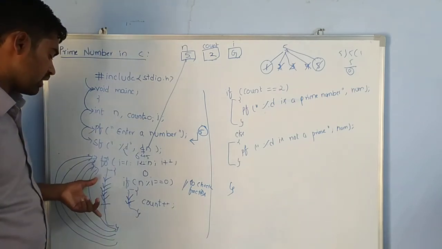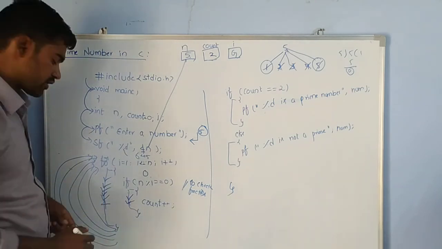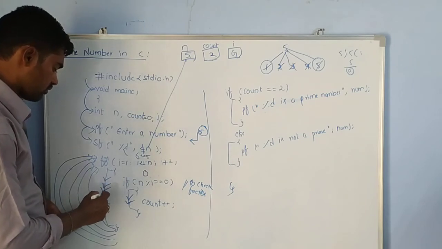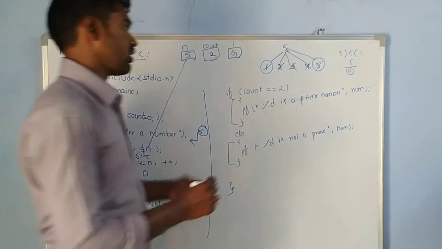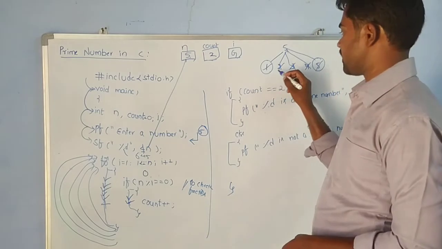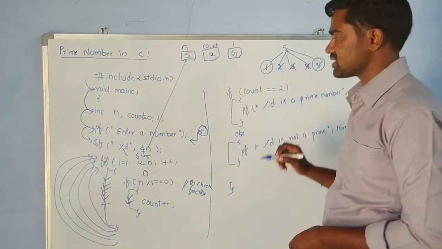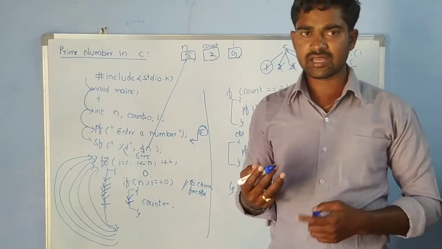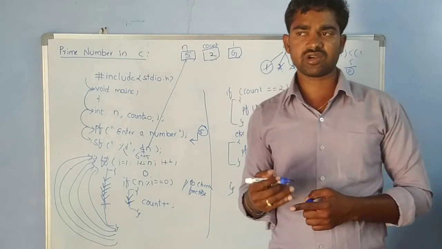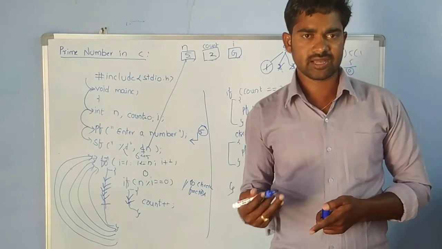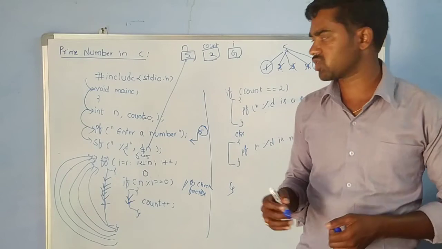So how many times was the for loop executed? 1, 2, 3, 4, 5. That means the loop is repeated n times. Because if you take 5, we are going to check 5 times. If we take the number 7, 7 times, and for 8, 8 times. Like that it is going to be performed.